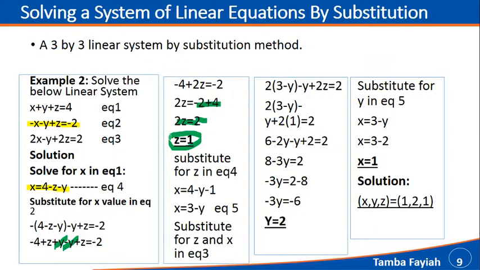Now, how can we find the other values? We know the value for z. So we want to now know the value for y and then the value for x that are a solution. So what we do, we substitute for z in equation 4 here. I'll replace this by 1 that I found. So that will give me x equals 3 minus y. So that becomes the new definition of x, and I call it equation 5.